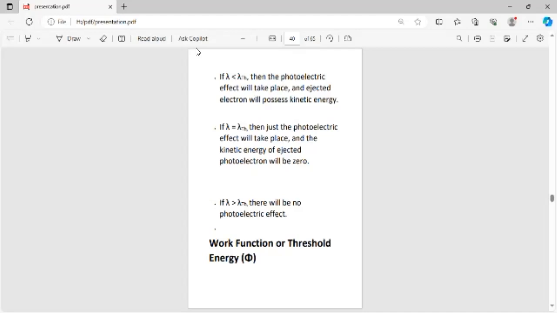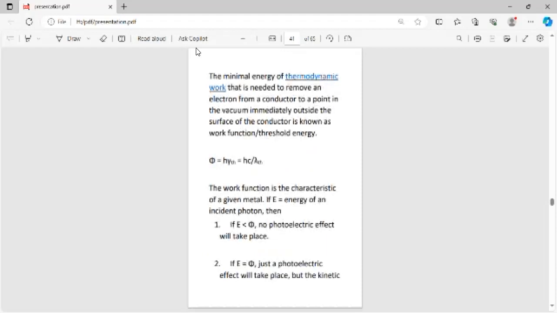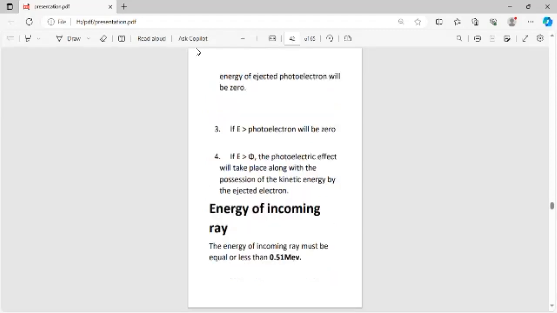Work function or threshold energy. The minimum energy required by an electron to become free from the metal surface is called the threshold energy or work function. If the work function is greater than the energy, then no photoelectric effect would take place. However, if both are equal, then the photoelectric effect would take place, but the kinetic energy of the emitted electron would be zero. And if the energy is greater than the threshold energy, the photoelectric effect would take place, and the emitted electrons have some value of kinetic energy.